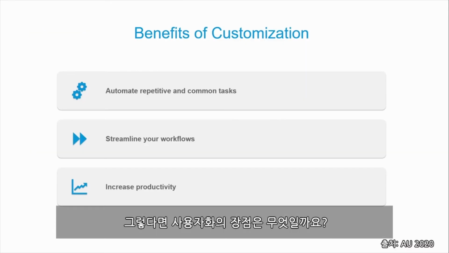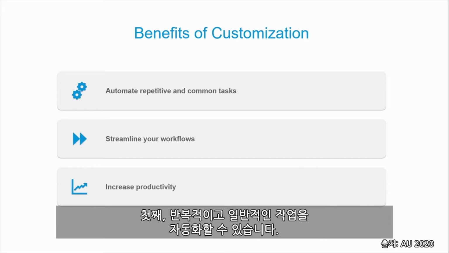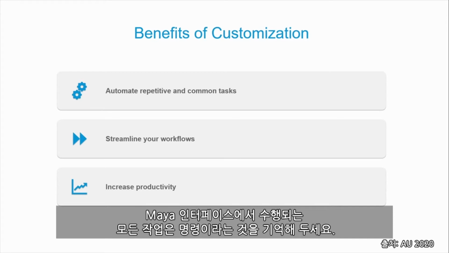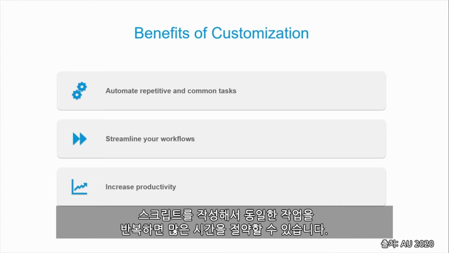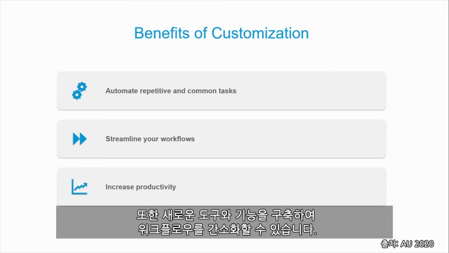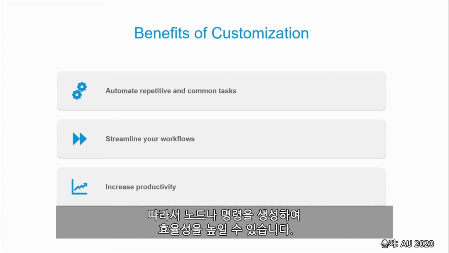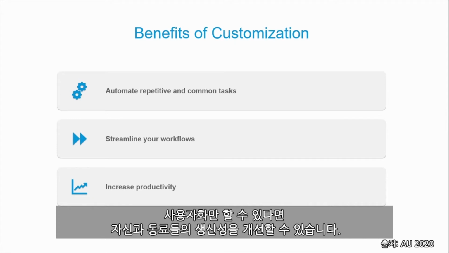So what are the benefits of customization? First, we can automate repetitive and common tasks. So remember, everything done in the Maya interface is just a command. And when you write scripts to do the same things over and over again, you can actually save a lot of time. And by building new tools and features, you can streamline your workflows. So you can create nodes or commands to increase your efficiency. And just by being able to customize, you can increase your productivity for yourself and for others.